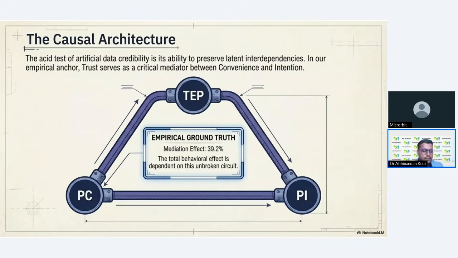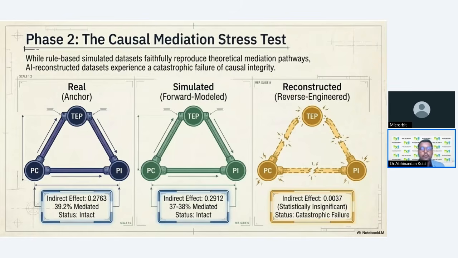But what is the problem in the simulated data and in the reverse engineered data? I used a very simple model here. Perceived convenience is the independent variable, purchase intention is the dependent variable, and trust in e-commerce is a mediating variable. But if you look at the deeper analysis of this model, the result is different from one data set to another. So this is the problem.